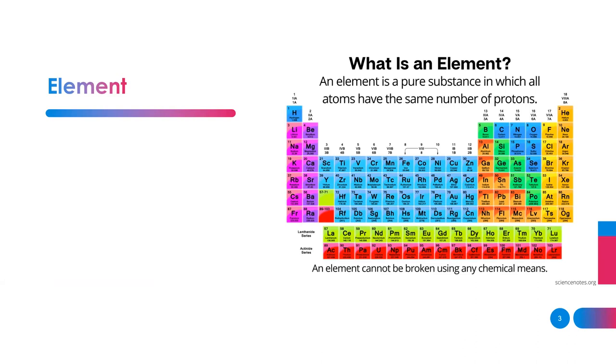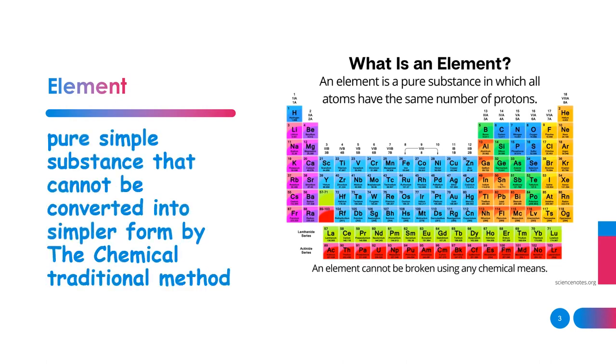Elements. Elements, yes. So here, the first thing we're going to speak about, revise, element. What does it mean, the word element? Element, like we talked before, it is the pure, simple substance, something pure and simple that cannot be converted into simpler form by the chemical traditional method. What does it mean? For example, can I take the hydrogen and I tell you I will change this hydrogen into sodium? Can I change the hydrogen into sodium? Yes or no? No. No, of course. It's something pure. I cannot change it.